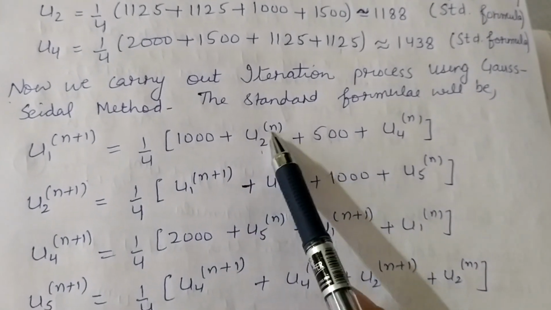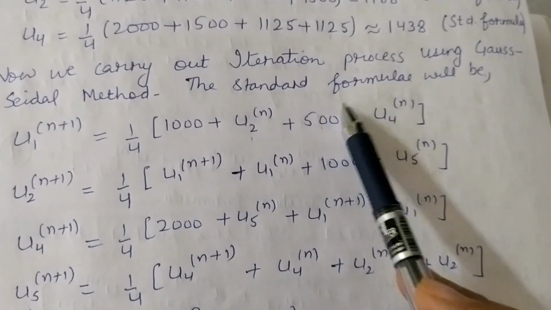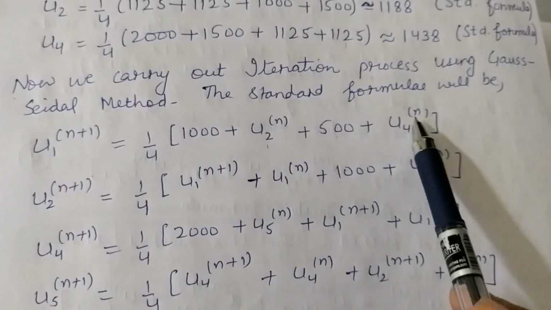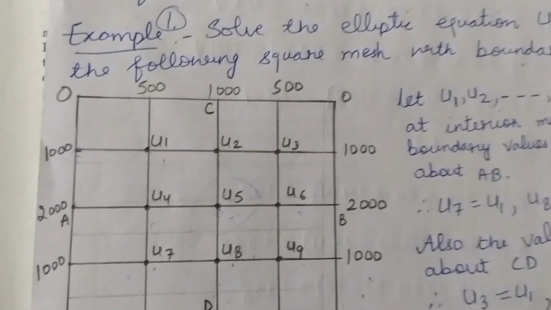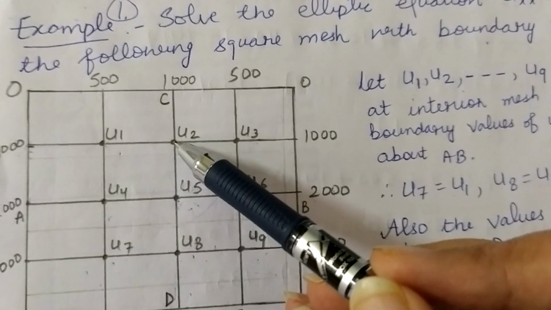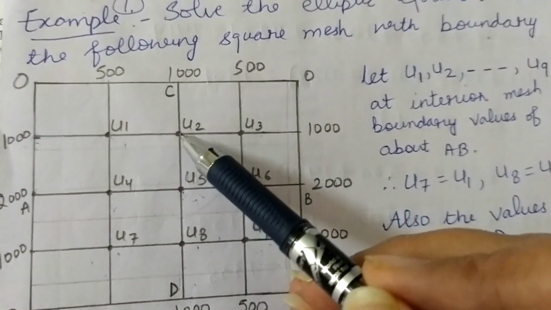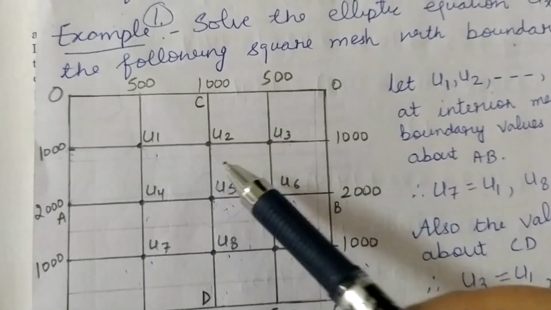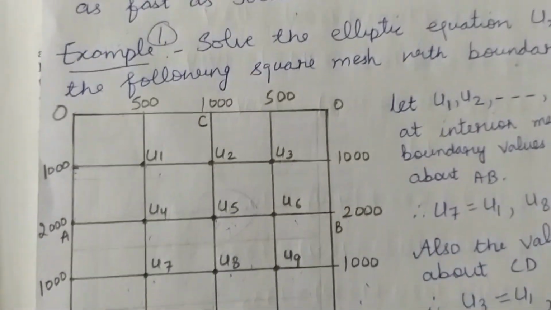Now the right side value should have n, so there is n. The upside value should have n plus 1, but it is again constant, so it will be as it is. Now this is u4, the downside value, it is having n. So now come to the u2. For u2, up value is boundary value, so there will be no n plus 1, but the left value is u1. So at u1 I will put n plus 1, and the right value and down value will get n, that is u3 and u5.